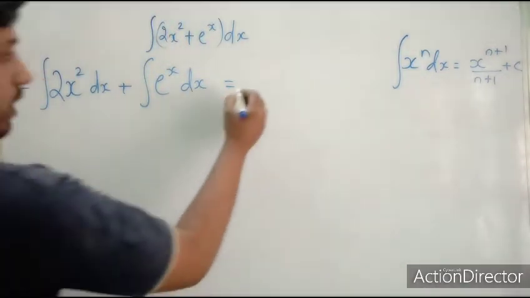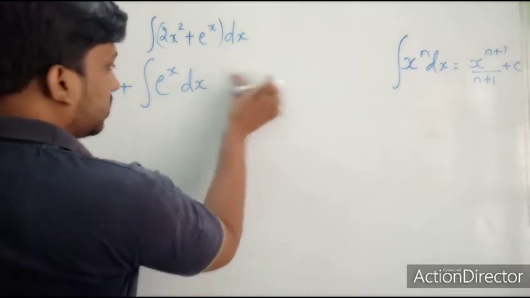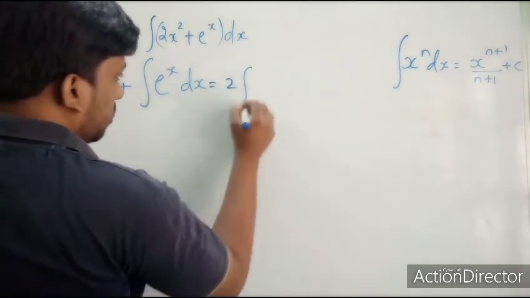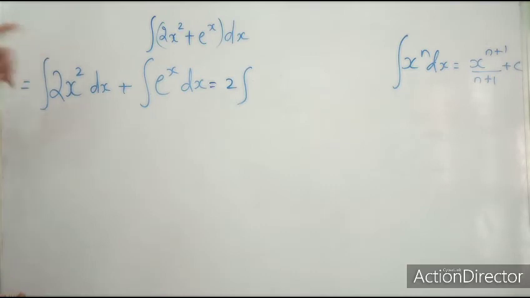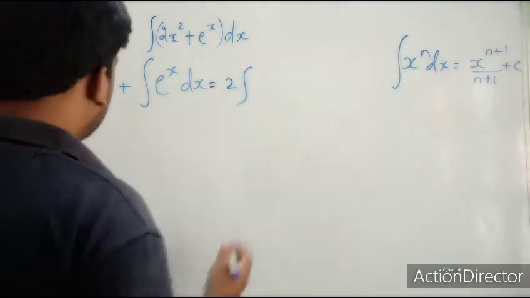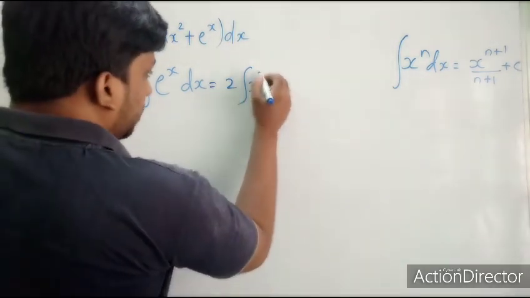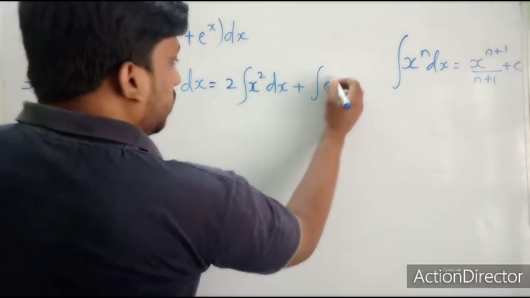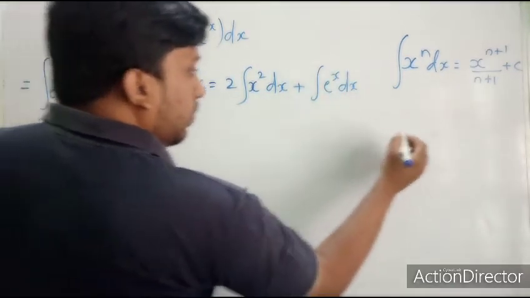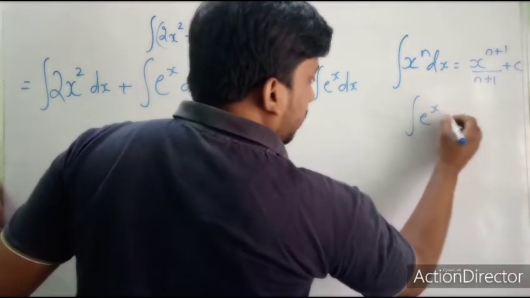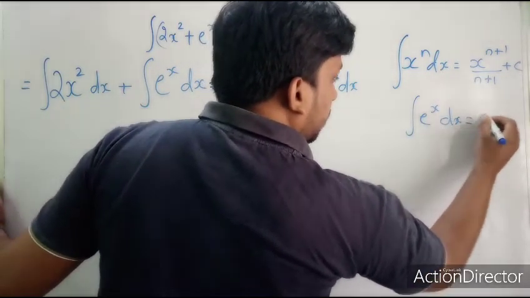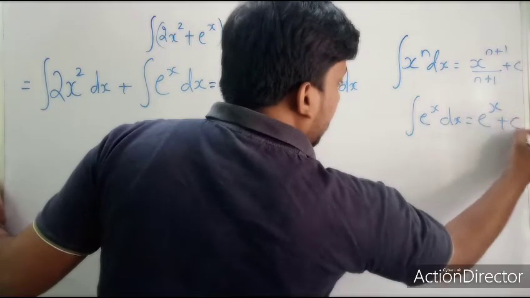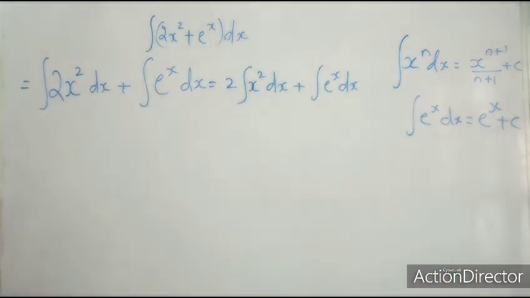So 2 I'm going to take as a constant, and for x square I'll be integrating directly. Let me write this, x square dx plus integration of e to the power of x dx. What is integration of e to the power of x dx? That is nothing but e to the power of x plus c, isn't it?